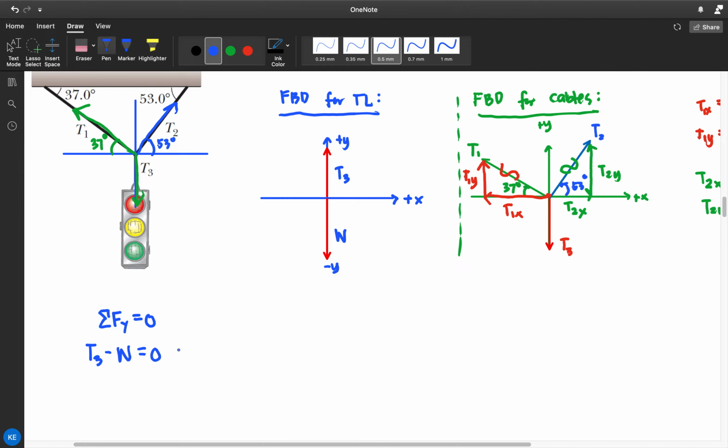So, adding weight both sides. So, mag-add ko og weight both sides. So, what tendency is that ma-cancel out ni siya. So, that would only mean that your T3, tension 3, is simply equal to its weight. Okay, and its weight, so, traffic light is equal to 100 newtons.